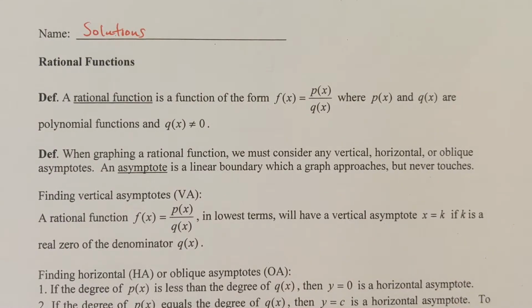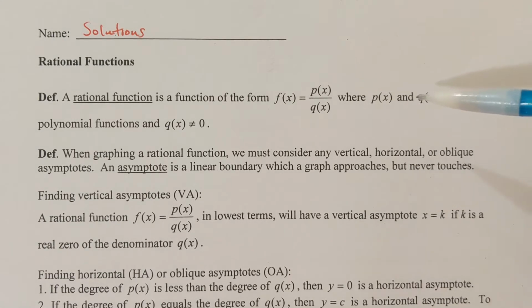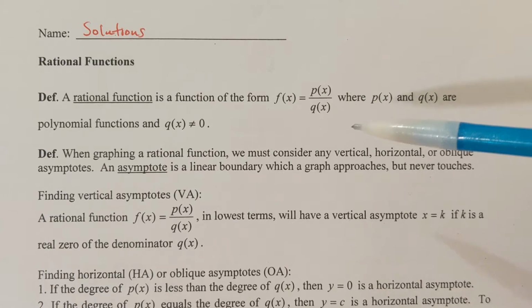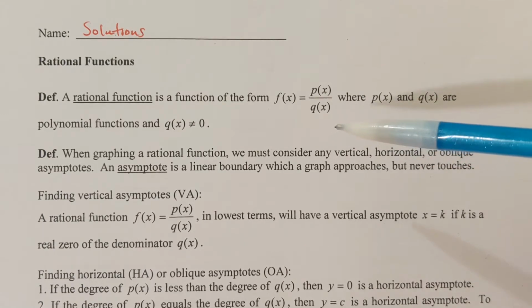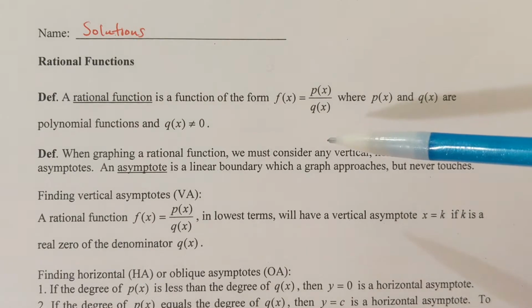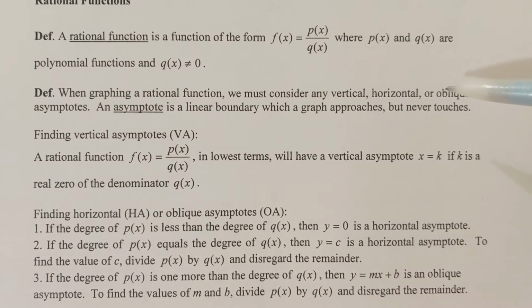Okay, we're going to do sections 4.4 and 4.5 kind of together. The topic here, the main topic, is rational functions. Definition: a rational function is a function of the form p of x over q of x, where p of x and q of x are polynomials and q of x is not the zero polynomial, so we know we can't divide by zero. When graphing a rational function, we must consider any vertical, horizontal, or oblique asymptotes.